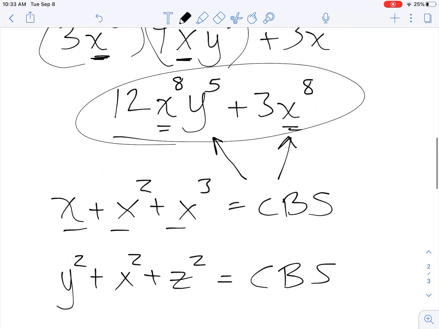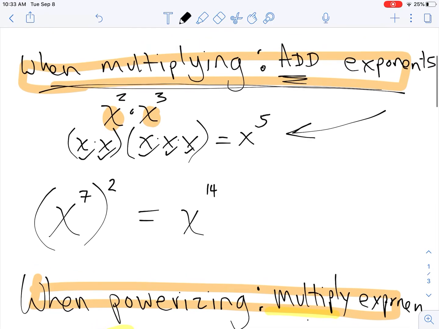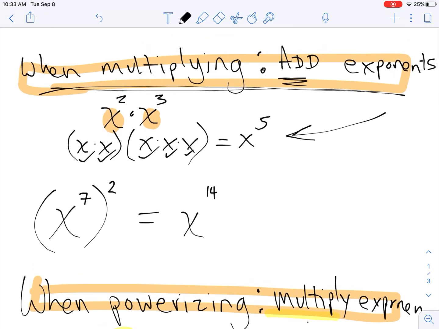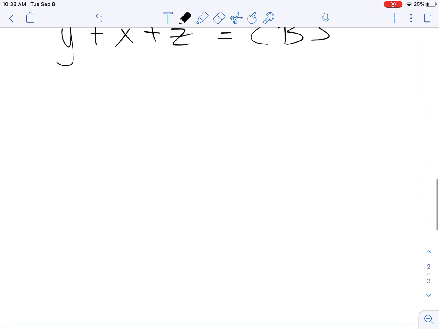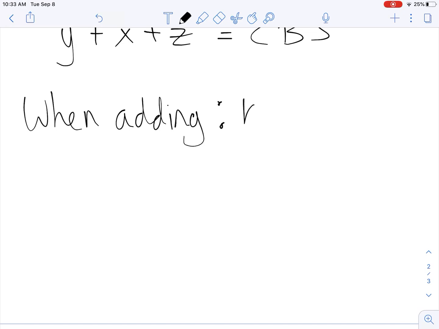To help us orient ourselves and apply these properties, also please keep in mind that we have these rules. When multiplying, add exponents. When powerizing, multiply the exponents. And then finally, when you're adding, as one of my students said today, you keep the exponents the same. So do not touch the exponents.